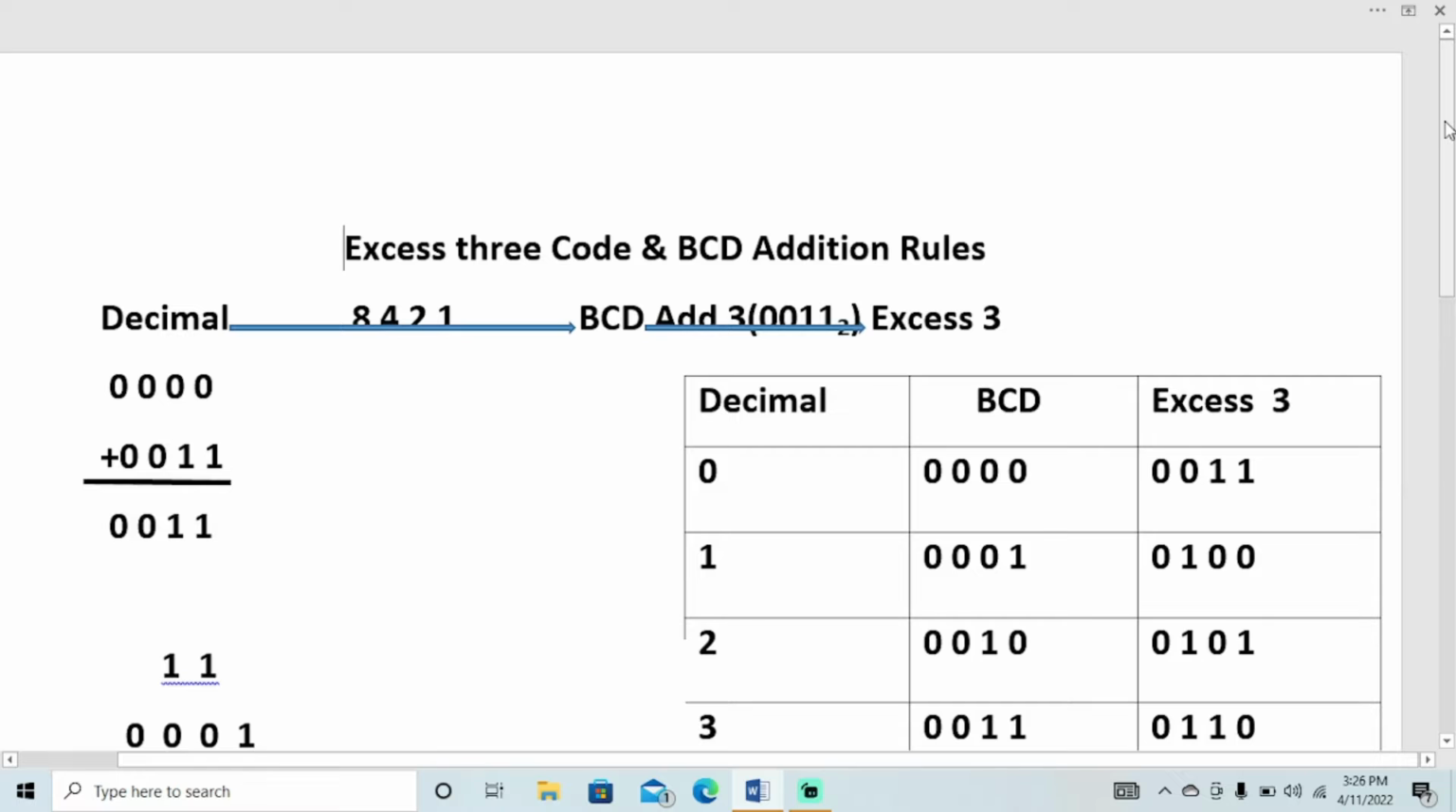So today we are going to be looking at excess 3 codes, and we are also going to be looking at BCD addition rules and some examples on the additions. Mainly we want to start by showing you how we find the excess 3 code, and mainly it is found from the BCD.